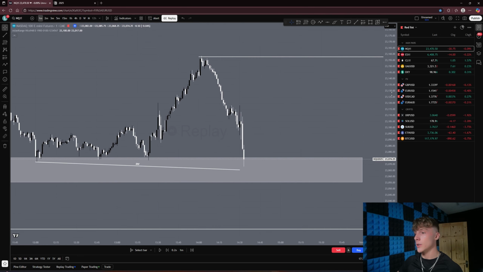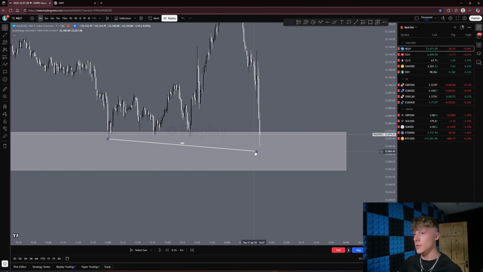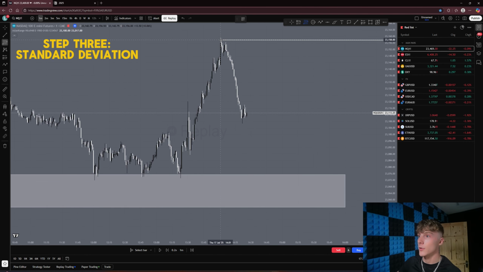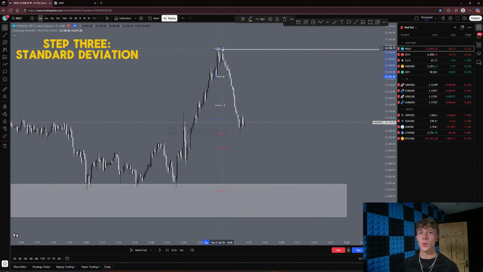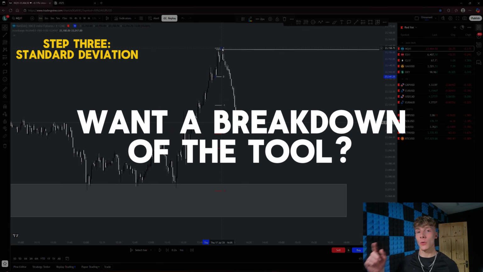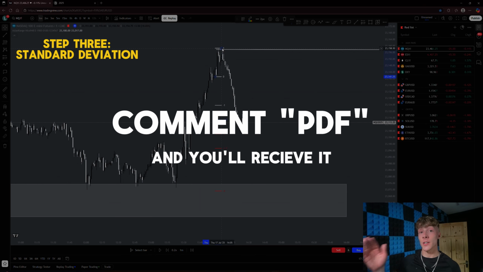Now if we come over to a 1 minute time frame, you can actually see price has now come into this gap. So I'll just come onto a lower time frame and I'll actually find my manipulation leg, the new high that created the low. I will go through this in another video, as this tool can be quite discretional. What I mean by that is it can be used a lot of different ways, but if you want a more in-depth breakdown of this tool, comment PDF and I'll send you how to use it.